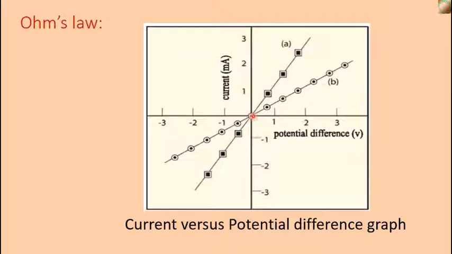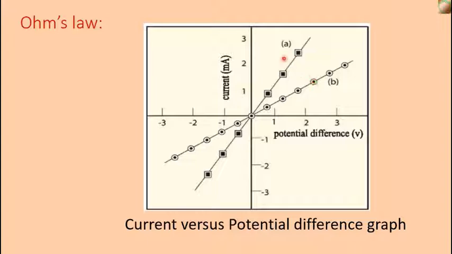That is, potential difference is increased, current is increased. Potential difference in the negative direction is increased, in the negative direction current is increased. That is, if we reverse the potential difference, then the direction of the current will be changed. In the second conductor, here potential difference is increased and current is also increased. If we reverse the potential difference, here current also will change the direction.